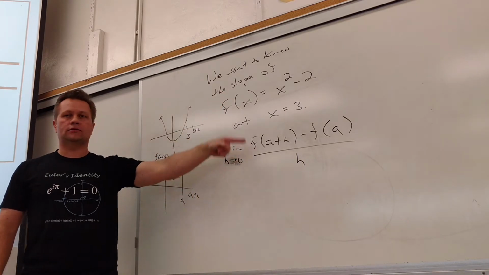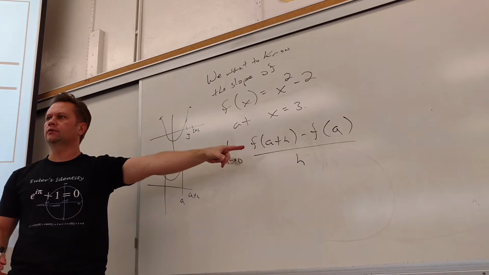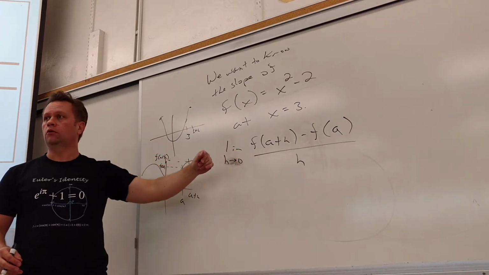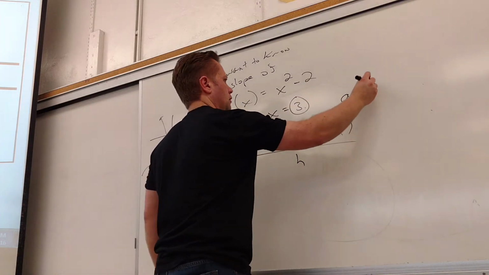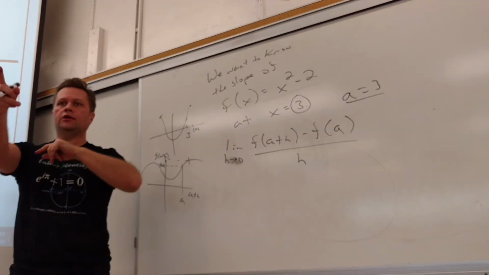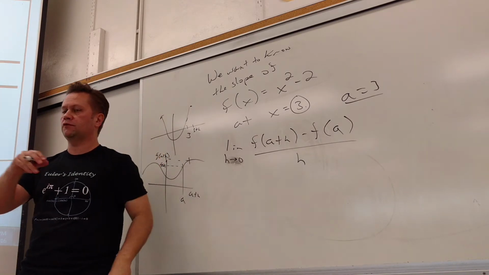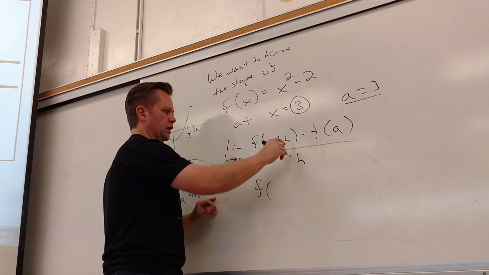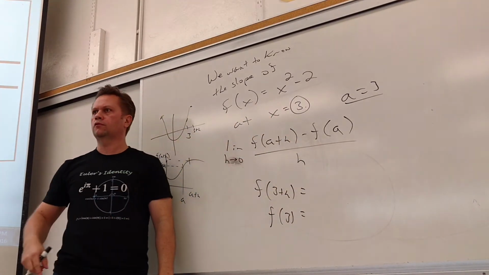All right, so what is the practical application in this case? Well, what is a in this case? What point am I interested in? 3. So a is 3. Now I do have to figure out what f of 3 is, right? There are other ways around it, but with this direct way, I need to figure out what f of 3 plus h is. I need to figure out what f of 3 is, and then I can plug them in, right?